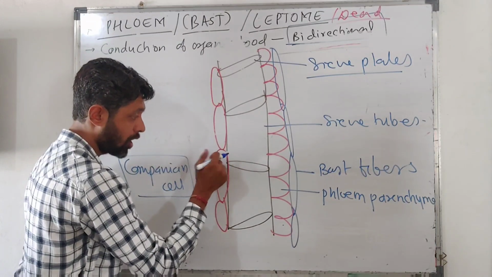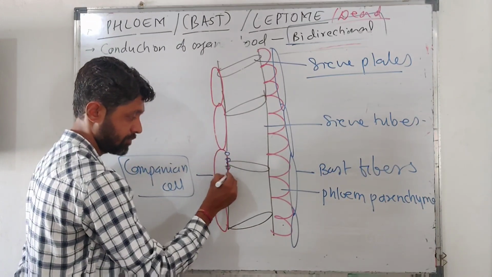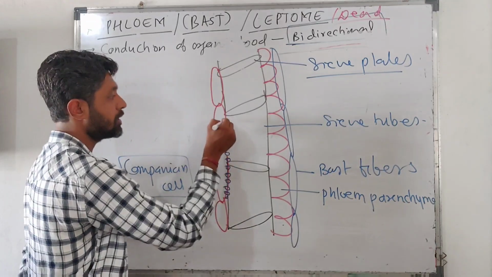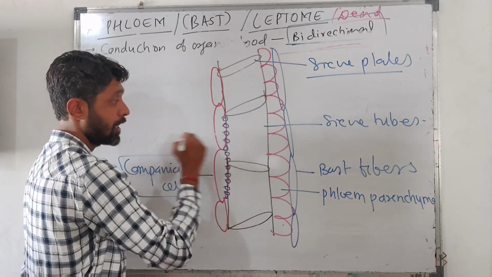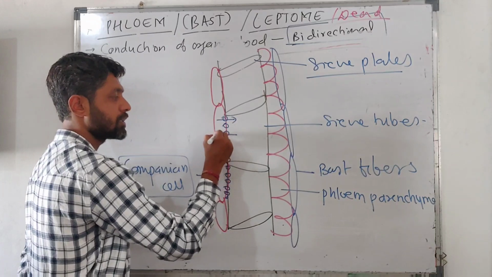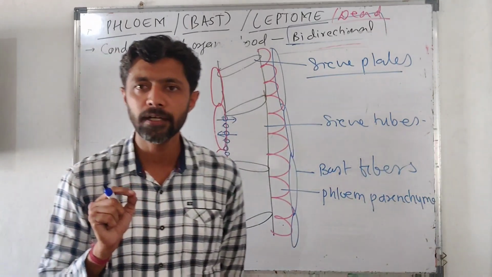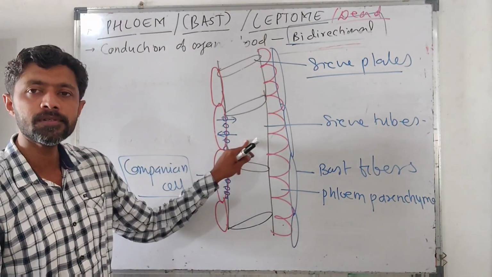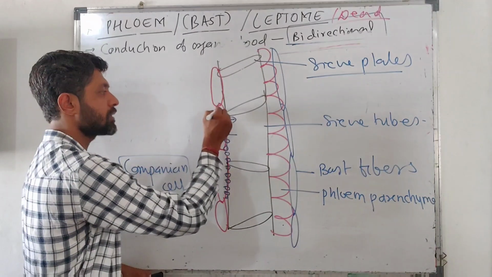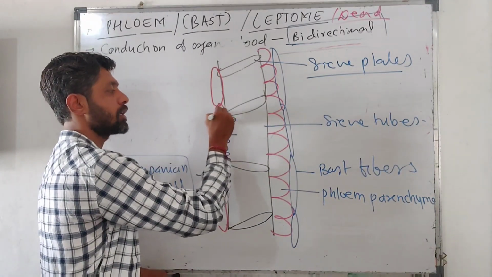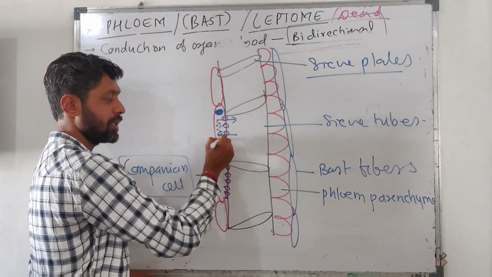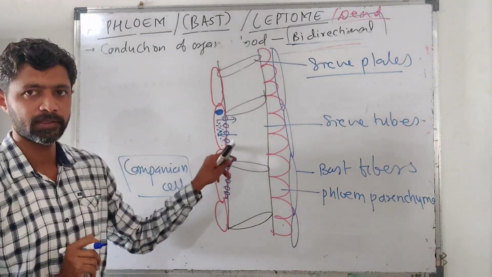Here, this transverse wall has several perforations, and with the help of these perforations there is a cytoplasmic connection between sieve tubes and companion cells. And here there is a large nucleus of your companion cell, and a dense cytoplasm.